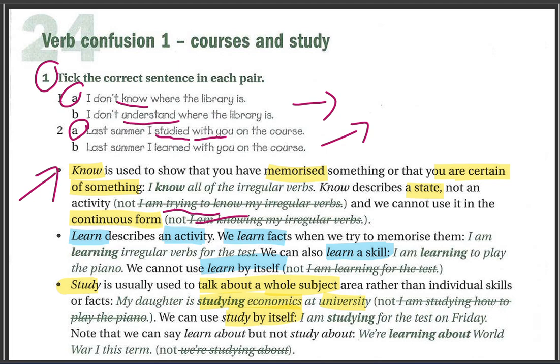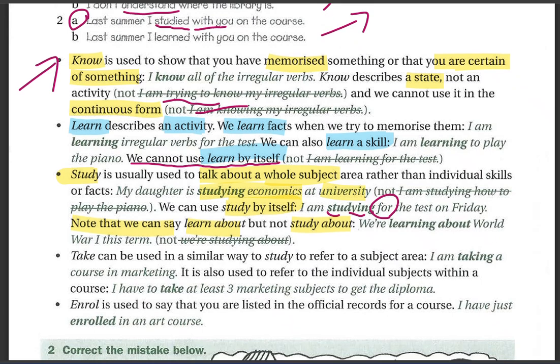So you can use studying alone, but when it comes to learn, you cannot use learn by itself. So be careful. You can't say I'm learning for the test. No, but you can say I'm studying for the test. And the last point, note that we can say learn about but not study about. So this is about the collocations.